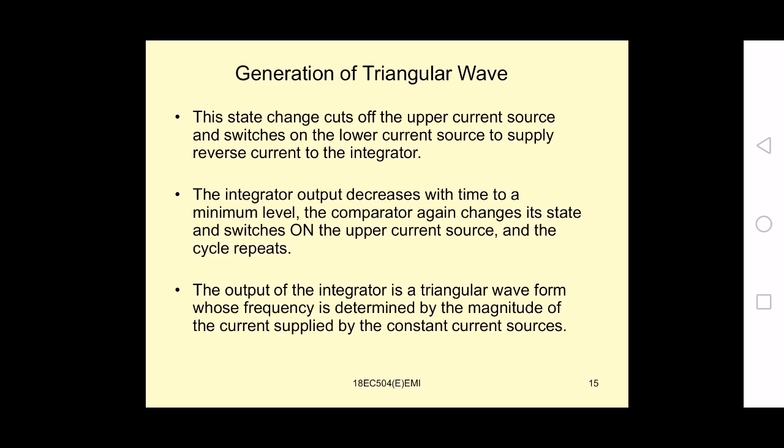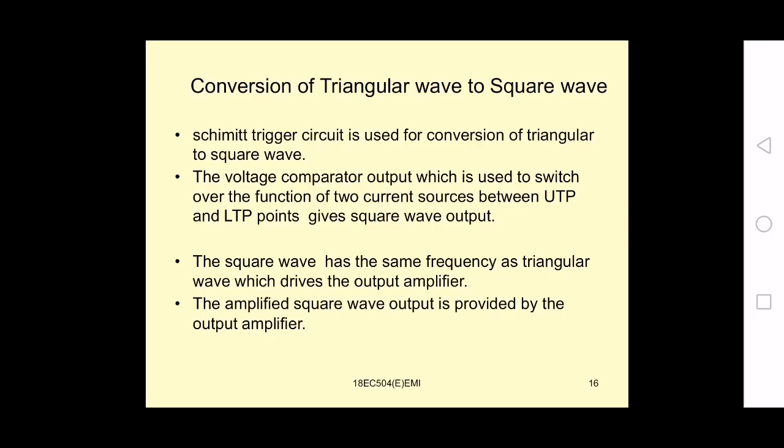And the output of the integrator is a triangular waveform whose frequency is determined by the magnitude of the current supplied by these constant current sources. For conversion of the triangular wave to a square wave, a Schmitt trigger circuit is used, that is, a voltage comparator multivibrator. The voltage comparator output is used to switch the function of the two current sources between the UTP and LTP points, the upper threshold point and lower threshold point, and gives the square wave output. The square wave has the same frequency as the triangular wave, which drives the output amplifier.